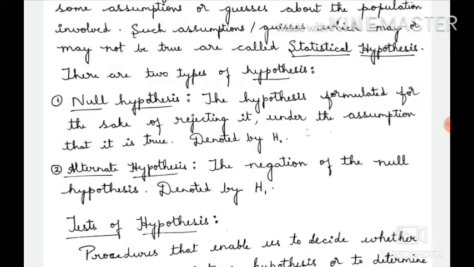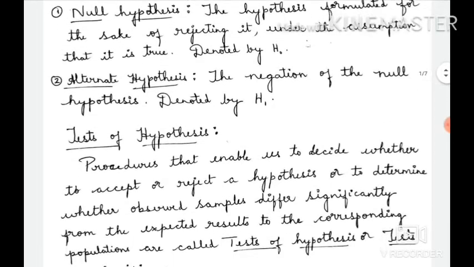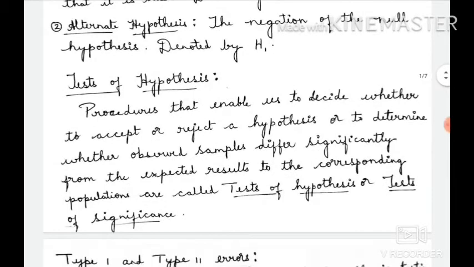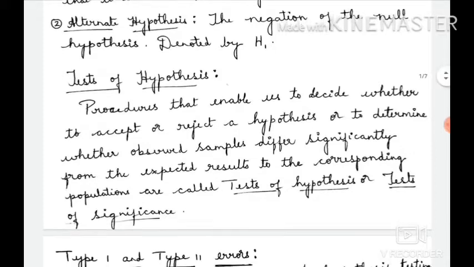The alternate hypothesis is mathematically the negation of the null hypothesis. So if we were to reject the null hypothesis, we will need another hypothesis which should be the negation of the null hypothesis. Therefore, it becomes the alternate hypothesis. Here we denote it by H1. The procedures that enable us to decide whether to accept or reject the hypothesis or to determine whether the samples differ significantly from the expected results are called test of hypothesis or test of significance.